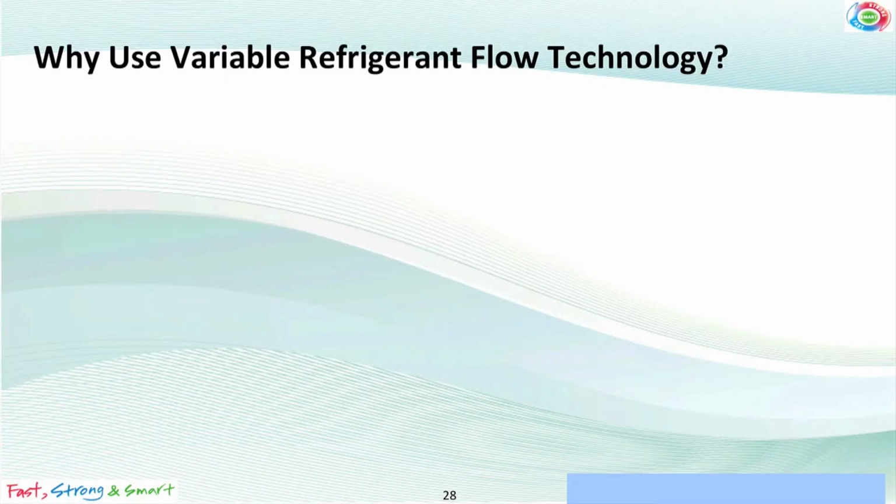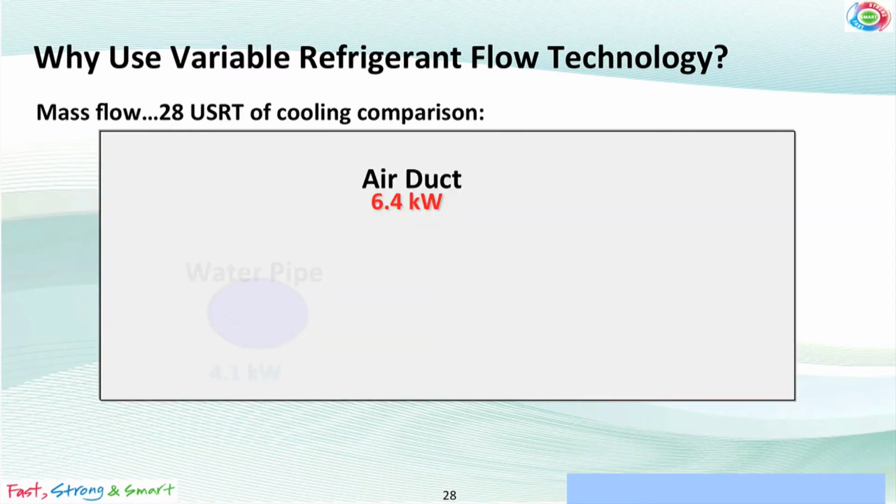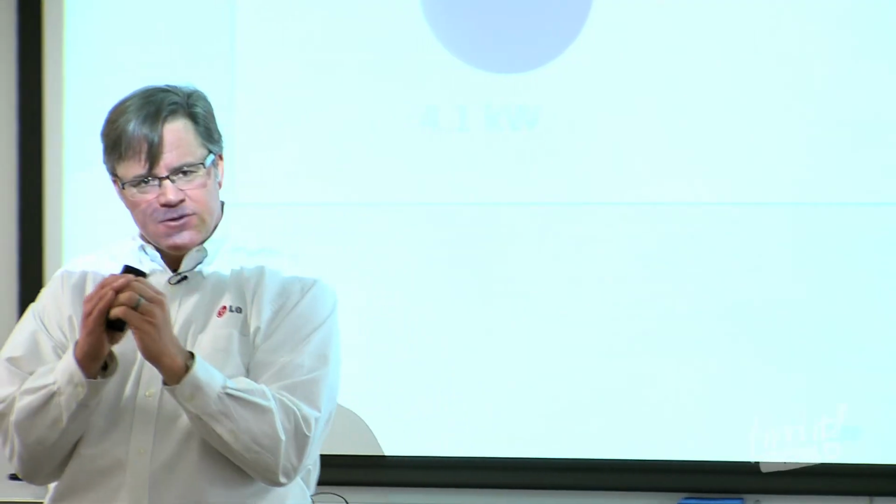So why use variable refrigerant flow? Here's another reason. We'll look at this. And we won't get caught up in the tonnages, but if you want to transfer energy to the space, here's a representation of how big your air duct would have to be. If you're going to do it with water, here's how big your water pipe's going to have to be. And if you're going to do it with refrigerant, here's how much refrigerant pipe you need.